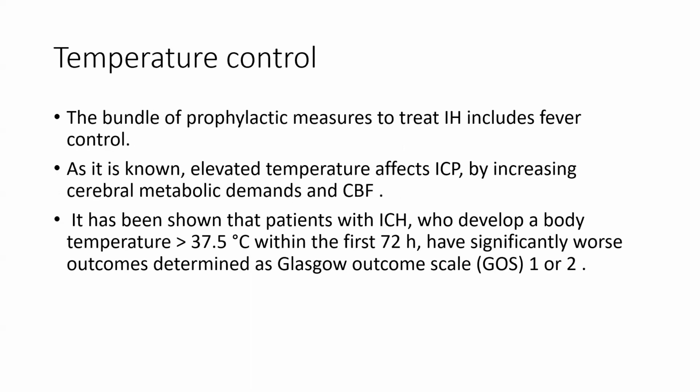About temperature control, the bundle of prophylactic measures to treat intracranial hypertension includes temperature control. As it is known, elevated temperature affects ICP by increasing cerebral metabolic demand and cerebral blood flow. It has been shown that patients with ICH who develop body temperature of more than 37.5 within the first 72 hours had significantly worse outcome determined by Glasgow Outcome Scale.